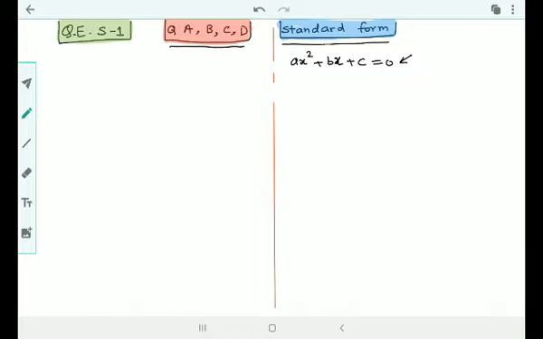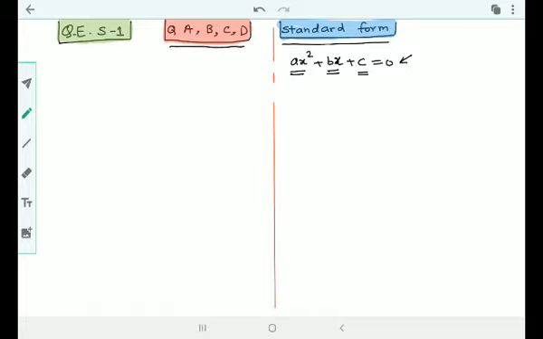Second important property of this standard form is it has got only one term of x square, only one term of x, and constant term. That's very important. You should not have two terms of x square. You should not have two terms of x. Always it should be one. Clear? So we call this as a standard form of quadratic equation.